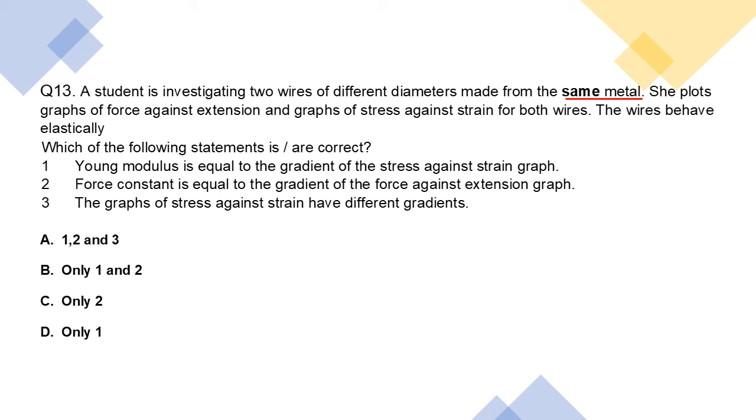The graph of stress against strain has different gradients, which means they should have different Young modulus, which is not true because they are the same metal, so they should have the same gradient as they have the same Young modulus. So the answer for this one is B, only 1 and 2.